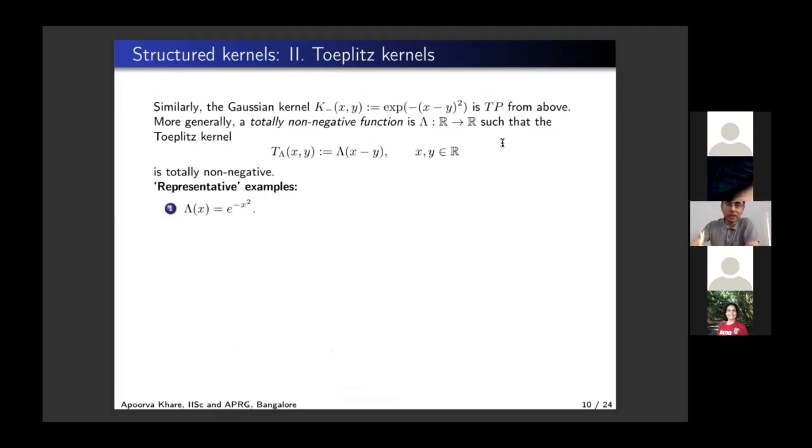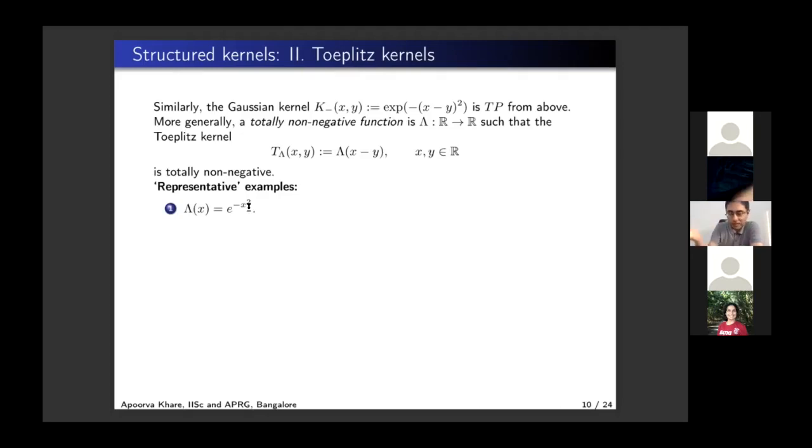So more generally, let me define. A Toeplitz kernel means there is a function lambda from R to R, such that k of x, y is lambda of x minus y. In this case, lambda is just this function. More generally, I can define any totally non-negative function to be a lambda such that the Toeplitz kernel is totally non-negative. Take finitely many x's, finitely many y's, take the determinant, that's non-negative.